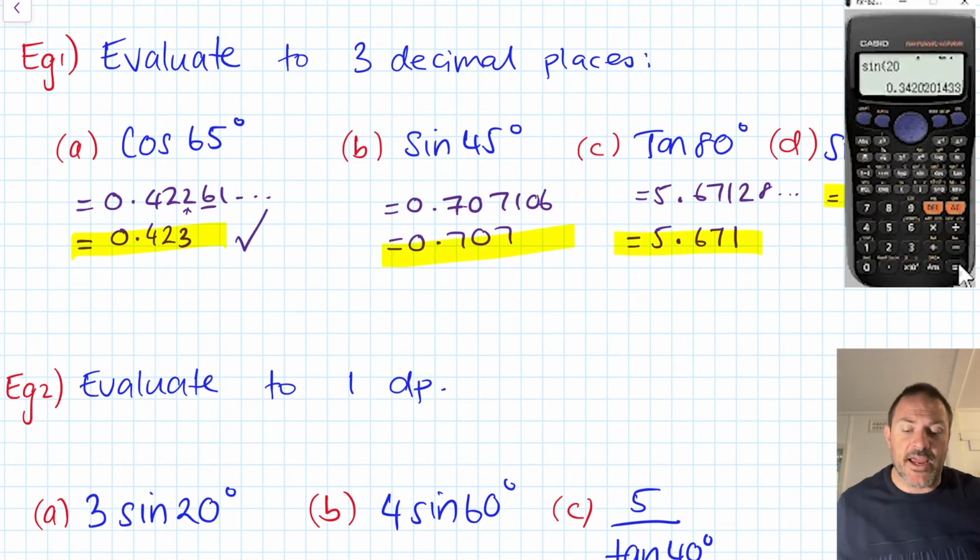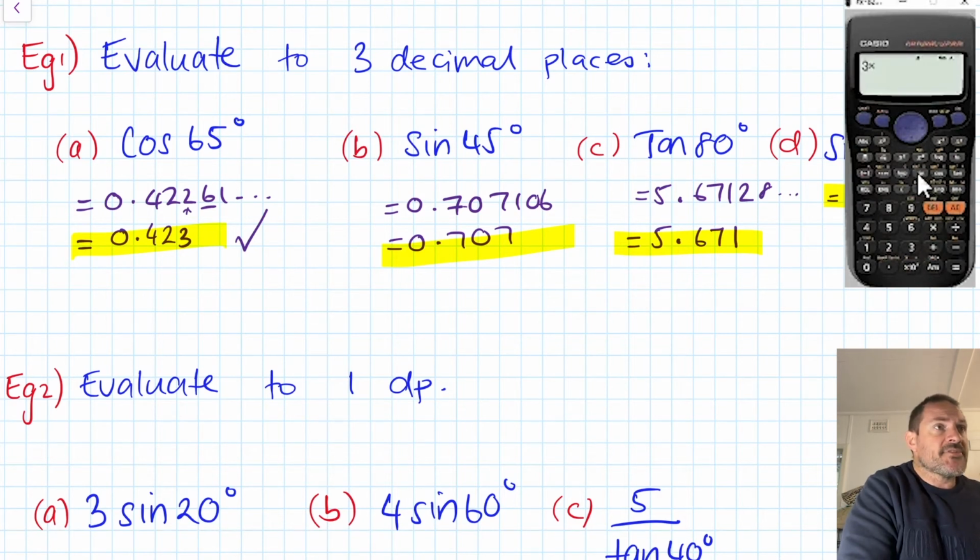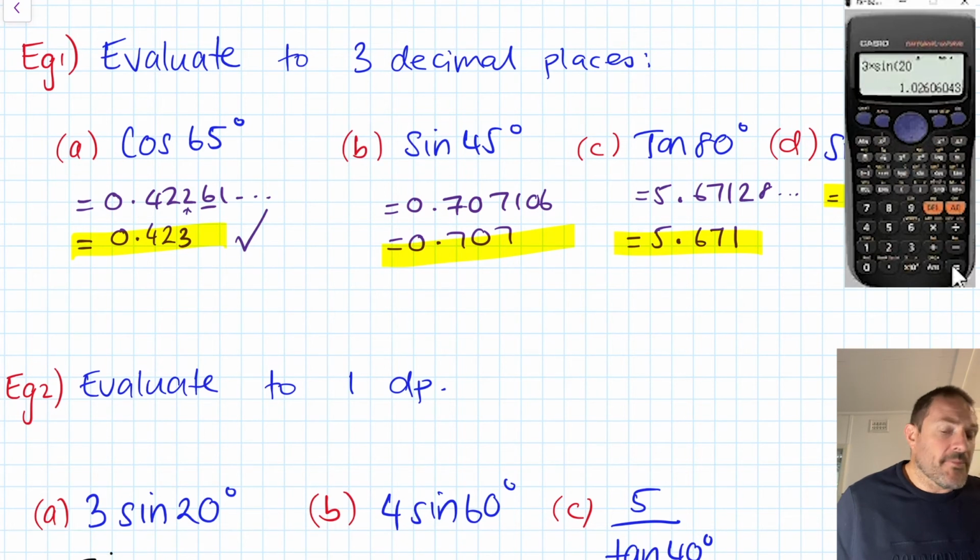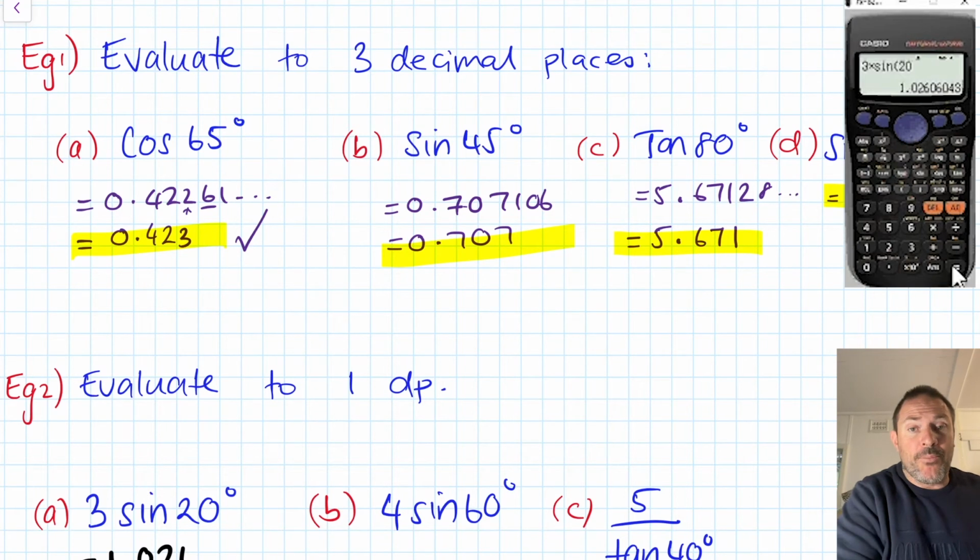Hopefully you got those correct. The next one, almost the same questions, but I've got a few extra calculations. So I can do 3 times sine 20, or you can just write in 3 sine 20. I press equals, and now we come up with the answer of 1 point, and it wants 1 decimal place, so 1.0 would be correct for that first one. It's 0.26... which of course is this 1.0. You've got to put 1.0, you can't put 1. It says to 1 decimal place.